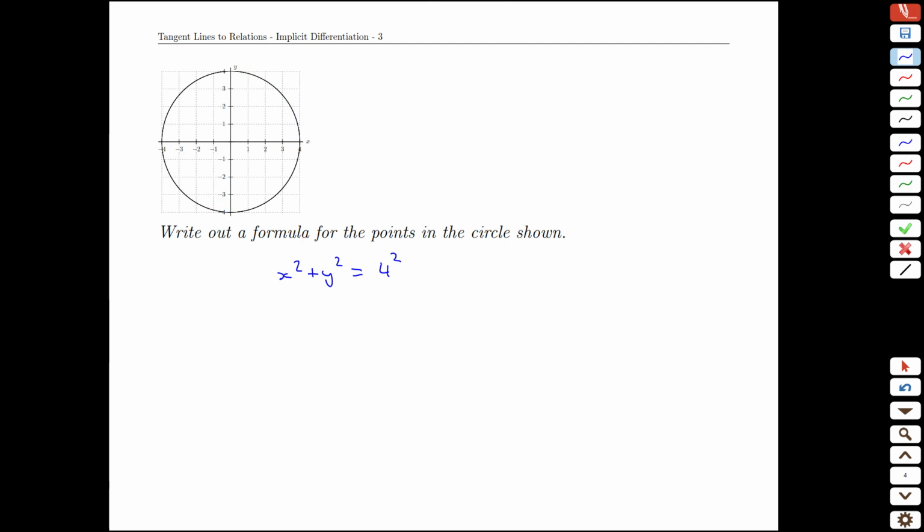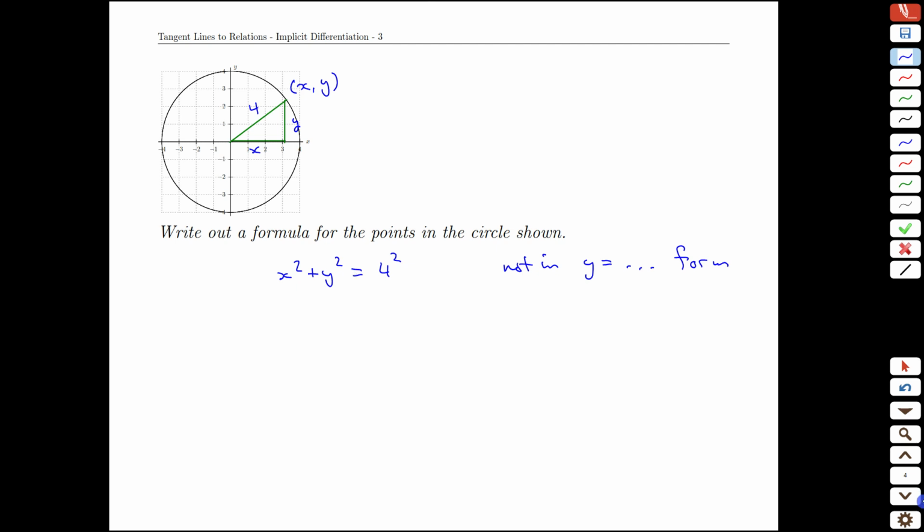If you're wondering why Pythagoras is in there, just a reminder that you can always define any points x, y on the circle as this distance in x, this distance in y. Those are two sides of a right angle triangle, and the hypotenuse is always 4. So there's a perfectly good formula or relationship for the circle. It's just not in a y equals something form. If we try to do that, we end up with square roots plus or minus, and then we're stuck with multiple values of y.